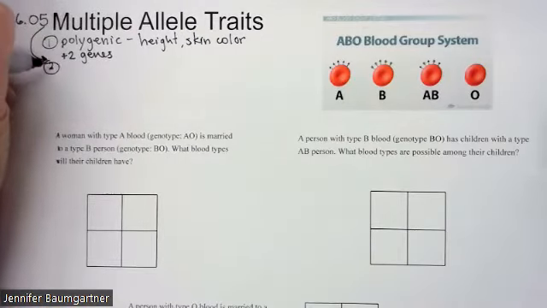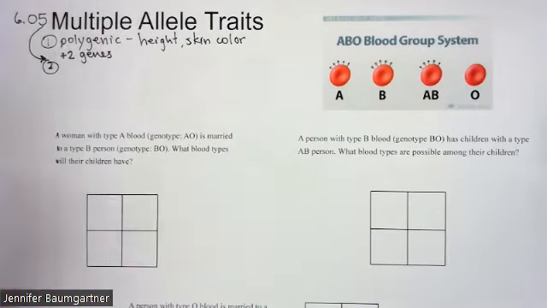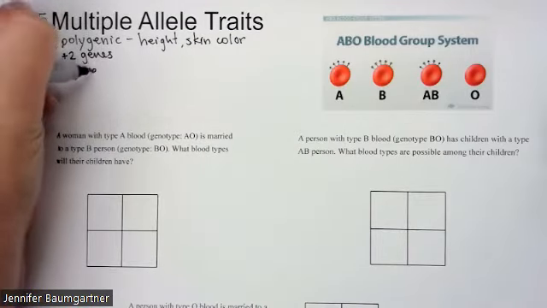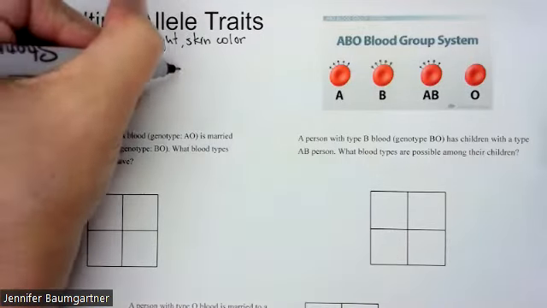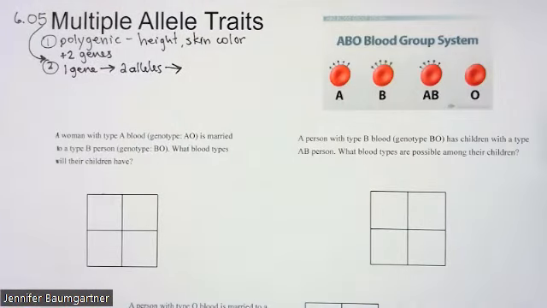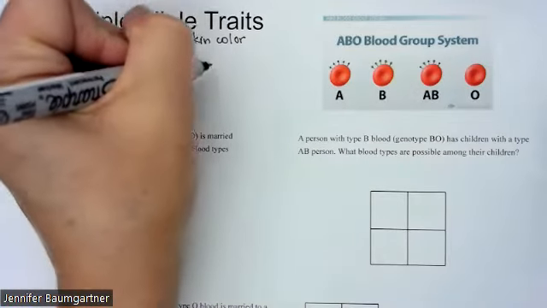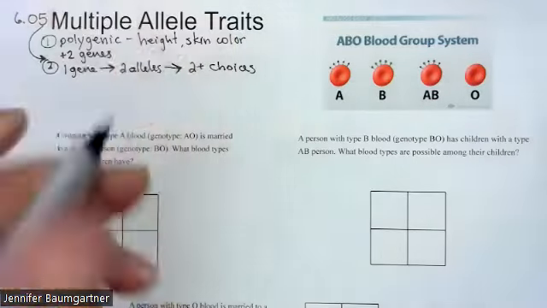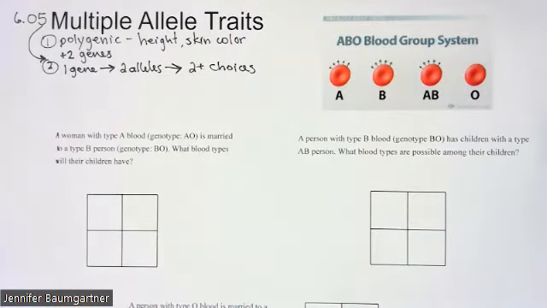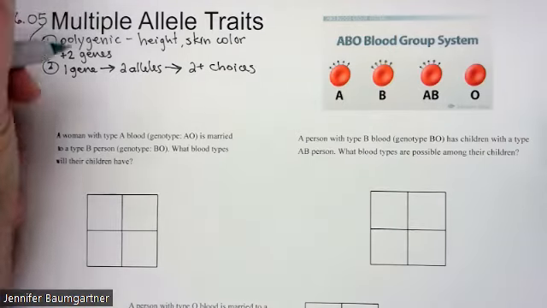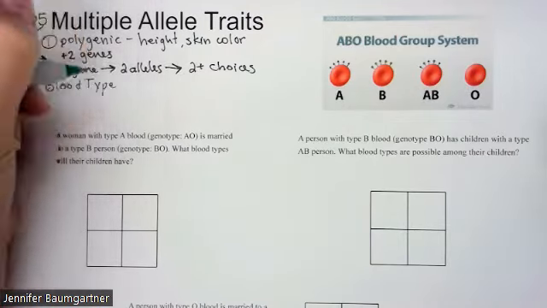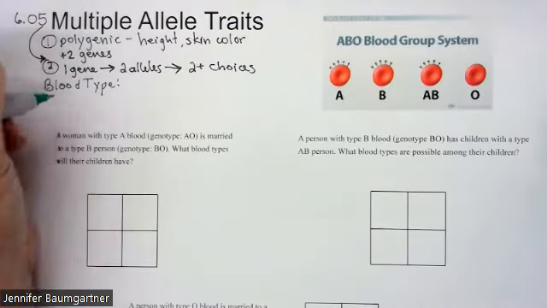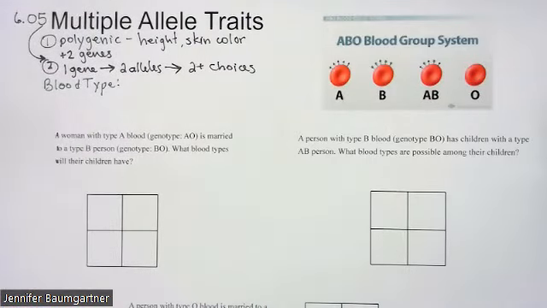The other thing we can have when we talk about multiple alleles is you have one gene and you still get two alleles, one on each chromosome, but there's more than two choices. So there's 2 plus choices for alleles. And the classic example of this is blood type. The alleles that we have for blood type are A, B, and O.